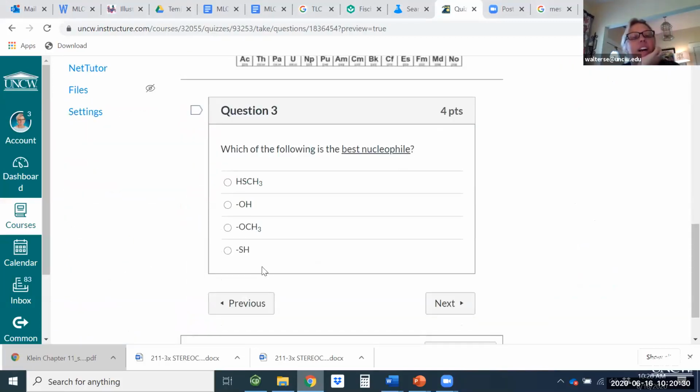The best nucleophile is going to be sulfur species that are negative. The oxygen species are better bases. And if you have to pick between neutral and negative, you always pick the negative as the best nucleophile.